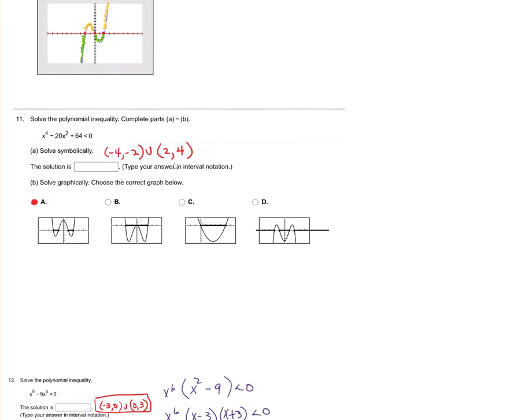All right, let's do this one. Solve this one. Solve symbolically. Where is this less than 0? If we put this in the calculator, we're going to get this picture, and we're talking about below, and that's -4 to 2, 2 to 4.